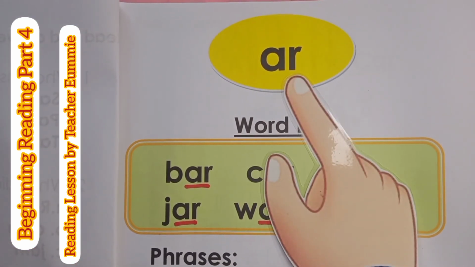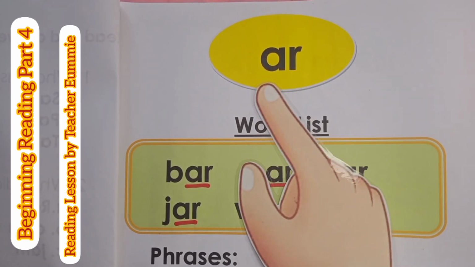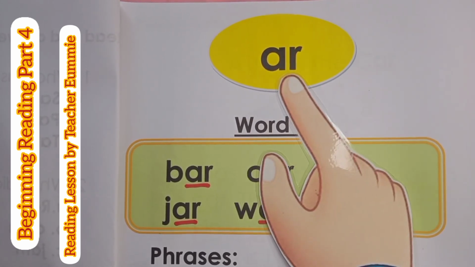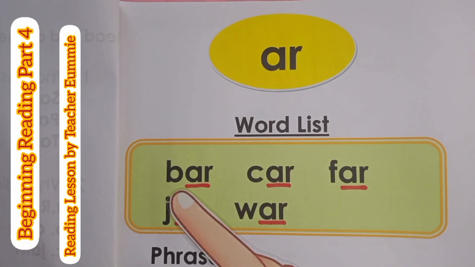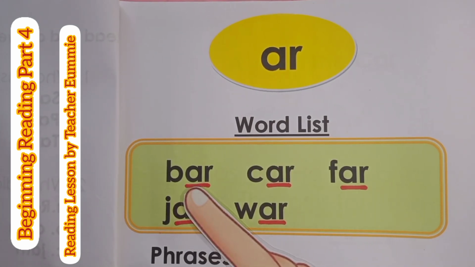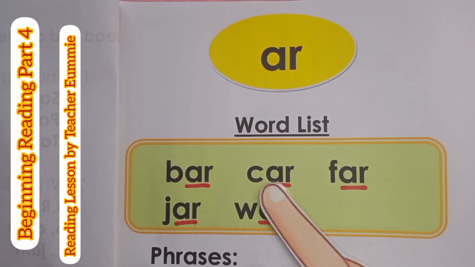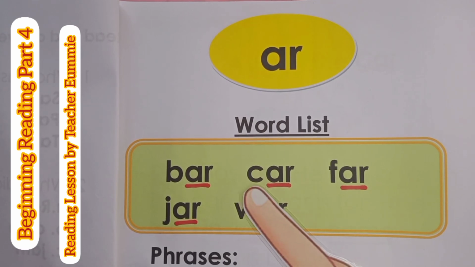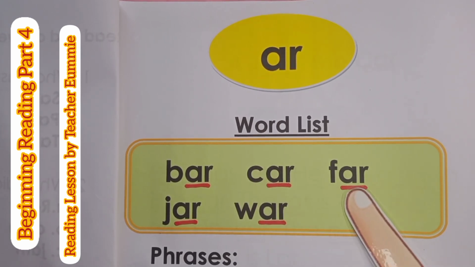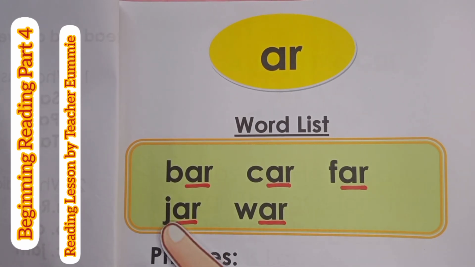A, R, A, R, ar. B, R, B, R, bar. K, R, K, R, car. F, R, F, R, far. J, R, J, R, jar. W, R, W, R, war.